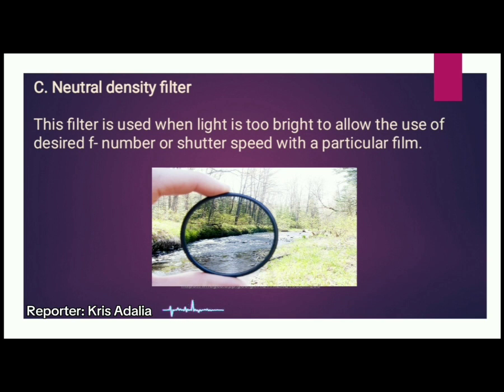Next is neutral density filter. This filter is used when light is too bright to allow the use of the desired f-number or shutter speed with a particular film. So this is a type of photographic filter that reduces the amount of light entering the camera lens without affecting the color of the light.